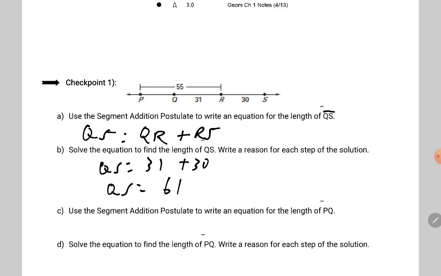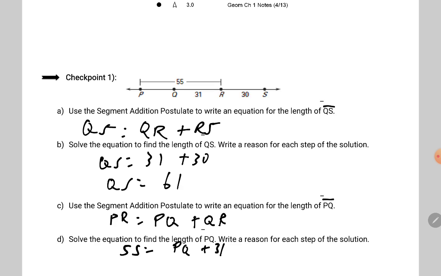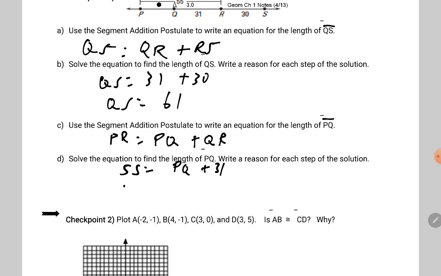Use the segment addition postulate to write an equation for the length of PQ. So PR equals PQ plus QR. So 55 equals PQ plus 31. PQ equals 55 minus 31. So PQ equals 24.